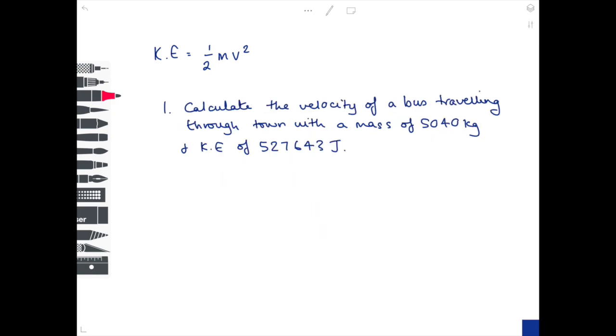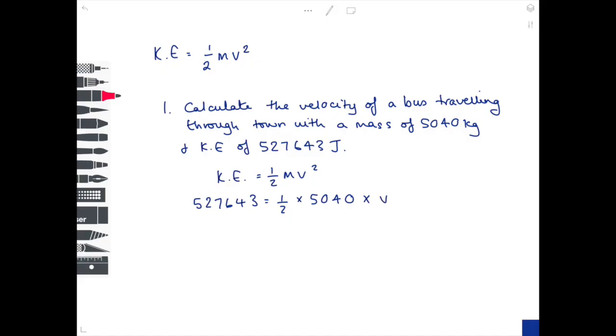Calculate the velocity of a bus travelling through town with a mass of 5,040 kilograms and kinetic energy of, I'm not going to read this number out, 527,643 joules. So writing out the equation, KE equals half mv squared. We know the KE this time, so I'm just going to pop that in here. I find it easier to answer these questions if I rearrange later. So half of mass, so that's half times 5040.